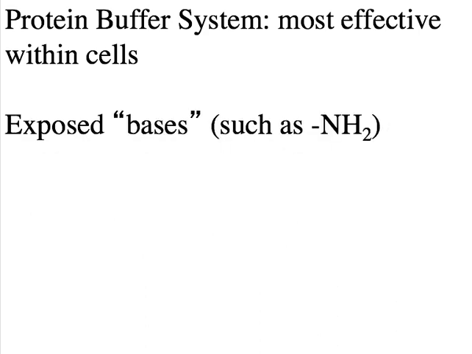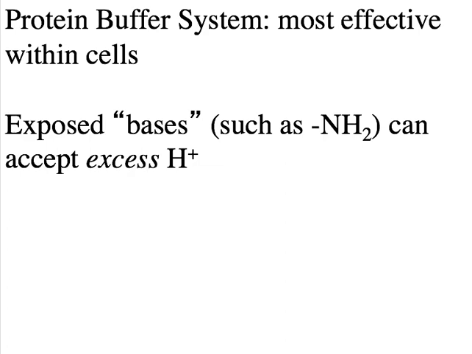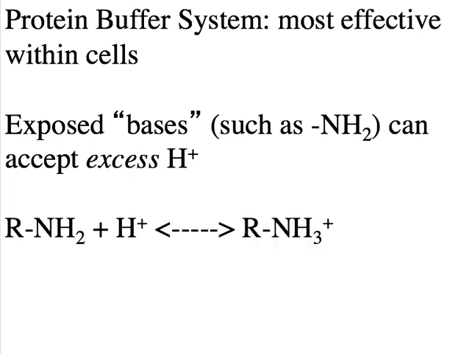And the exposed bases such as NH2 can accept excess hydrogen ions, and it looks like this. We have our amine group hanging off one side of the amino acid, and we have all these excess hydrogen ions. Well, those hydrogen ions don't need to continue floating around in the substance. They can actually attach themselves directly and reversibly to the amine group to form a partially positive structure that mitigates all of those hydrogen ions floating around and causing acidic problems.